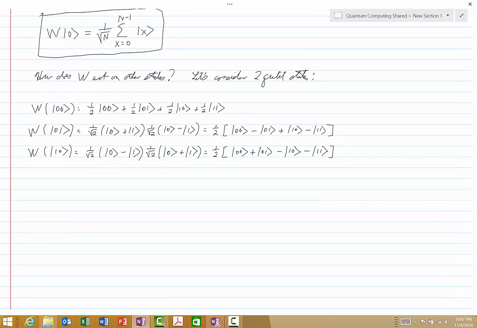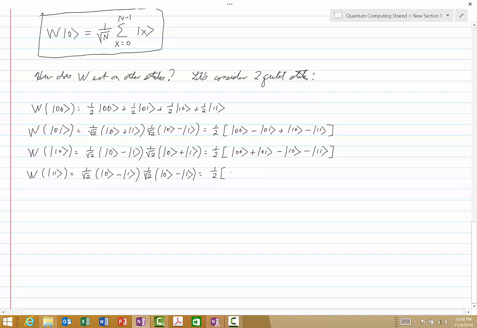And finally, W acting on |1,1⟩ will give us 1 over square root of 2, |0⟩ minus |1⟩, 1 over square root of 2, |0⟩ minus |1⟩, and so we get 1/2 of |0,0⟩ minus |0,1⟩ minus |1,0⟩ plus |1,1⟩.